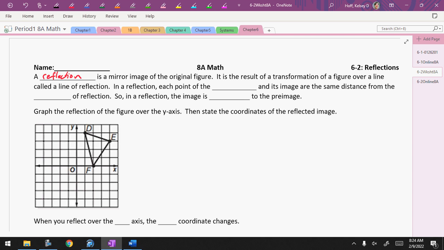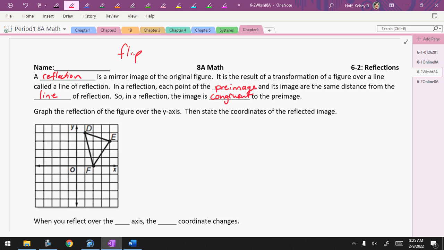In a reflection, each point of the pre-image, that's what you start with, and its image after you reflect it, are the same distance from the line of reflection. So in a reflection, the image is congruent. Same thing as always. If you start with a triangle, you're going to end with a triangle. You guys know reflections as a flip. You flip it over. The main lines that we're going to flip it over are the x-axis and the y-axis.